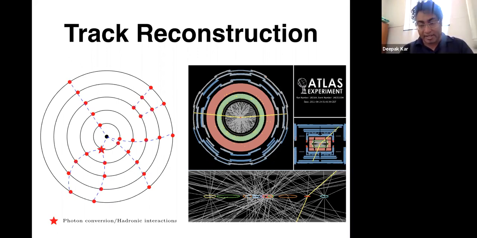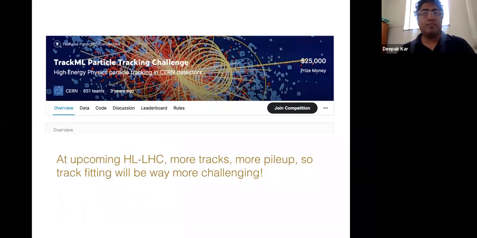So this one, right bottom, has like 11 vertices and lots of tracks. So the track fitting itself becomes complicated, like which are the unique tracks, and people use pattern recognition algorithms to find out the tracks.